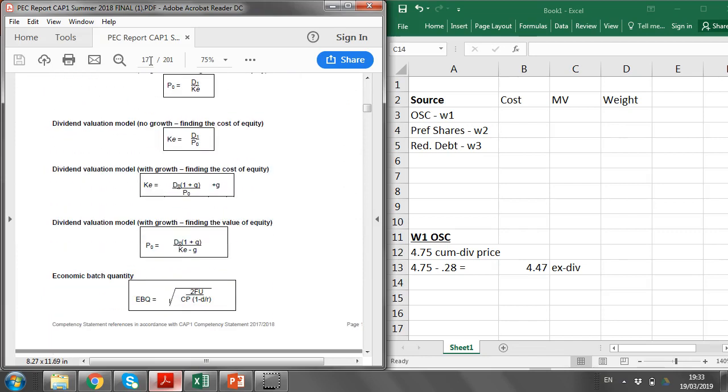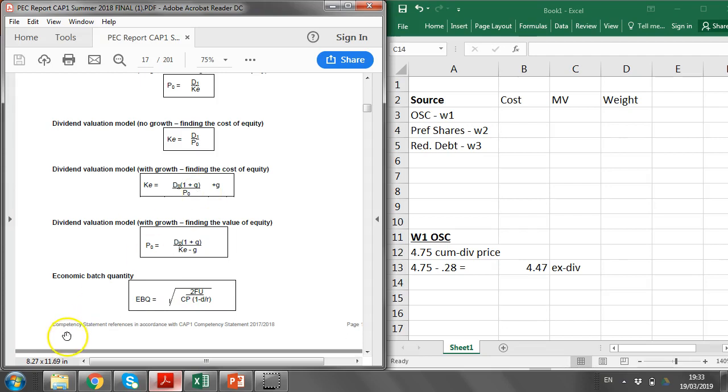And then after that, you're given a collection of formulae, particularly this one here, the dividend valuation model with growth. And we're looking to find the cost of equity. So we know the formula is cost of equity is div 0, which we know is 28 cents, times 1 plus G over the price plus G.